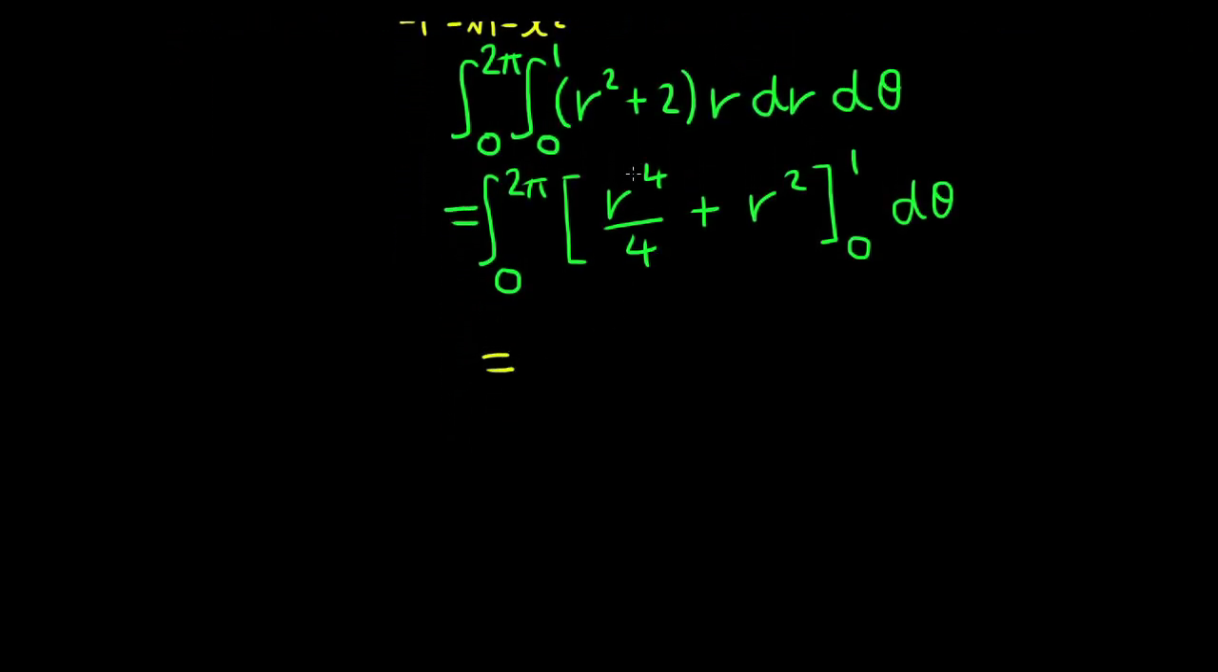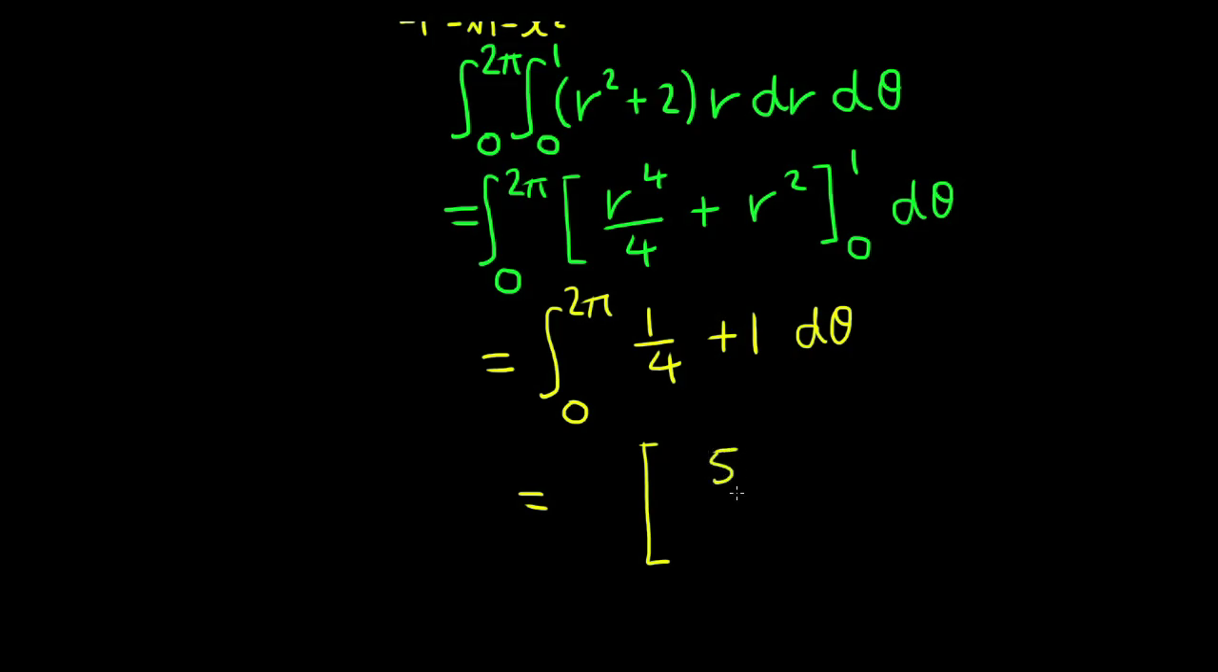So what we get is 1 on 4 plus 1 minus 0 minus 0. Integrated from theta equals 0 to 2 pi. So what we get is 1 on 4 plus 4 on 4, which is 5 on 4 theta, evaluated at 0 and 2 pi. So that gives 10 pi on 4, or 5 pi on 2.